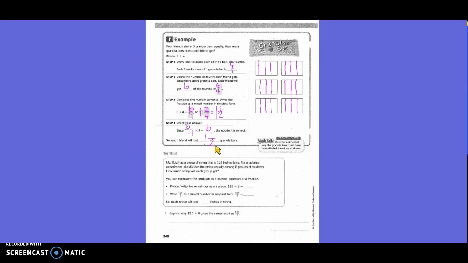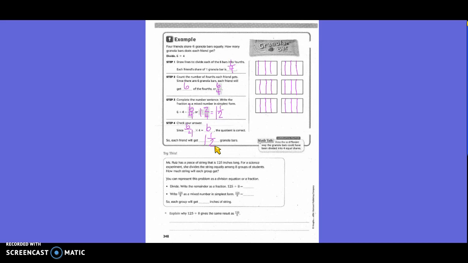Miss Ruiz has a piece of string that is 125 inches long. For a science experiment, she divides the string equally among 8 groups of students. How much string will each group get? You can represent this problem as a division equation or as a fraction. Write the remainder as a fraction.